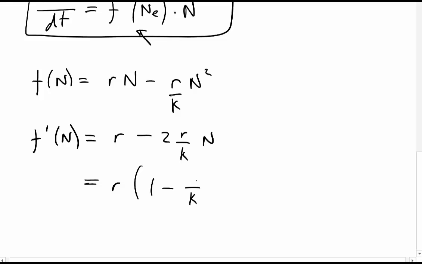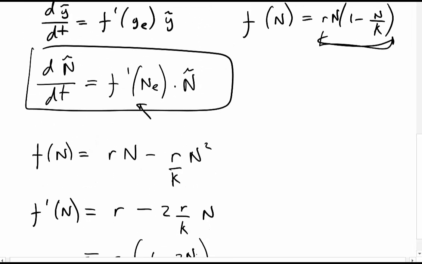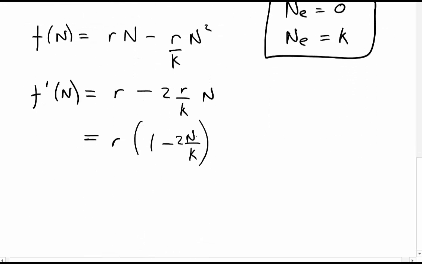Okay, or even if I just write it like this, 2 Rn on k. So it looks a bit familiar to what we had before. So this is effectively what we need. And then we need to just plug my equilibrium points in here. Well, what are my equilibrium points? Well, I've got ne equals 0 and ne equals k. So these are my equilibrium points that I need to plug into this thing.